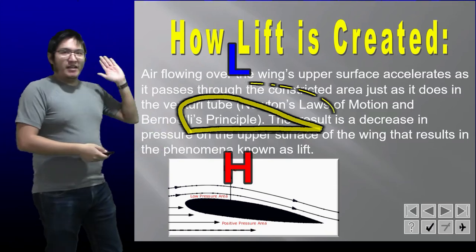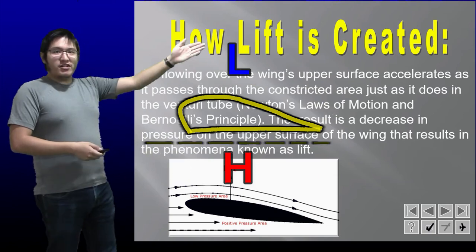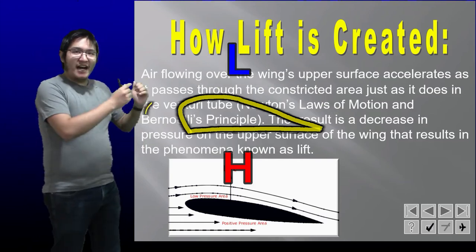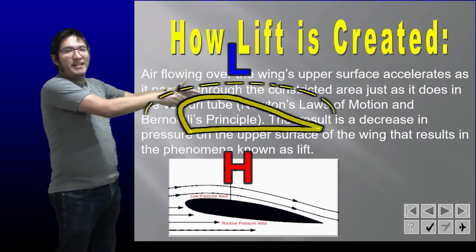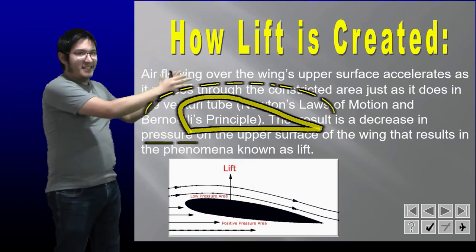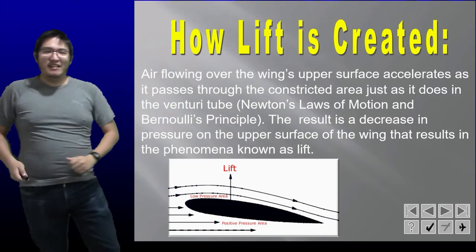Therefore, you end up having a high pressure at the bottom of the wing and lower pressure on the top of the wing. And the result is the high pressure keeps pushing on the wing, but the low pressure on top can't keep it down because it is low pressure. Therefore, the result is the wing goes up. And that's why we have lift.